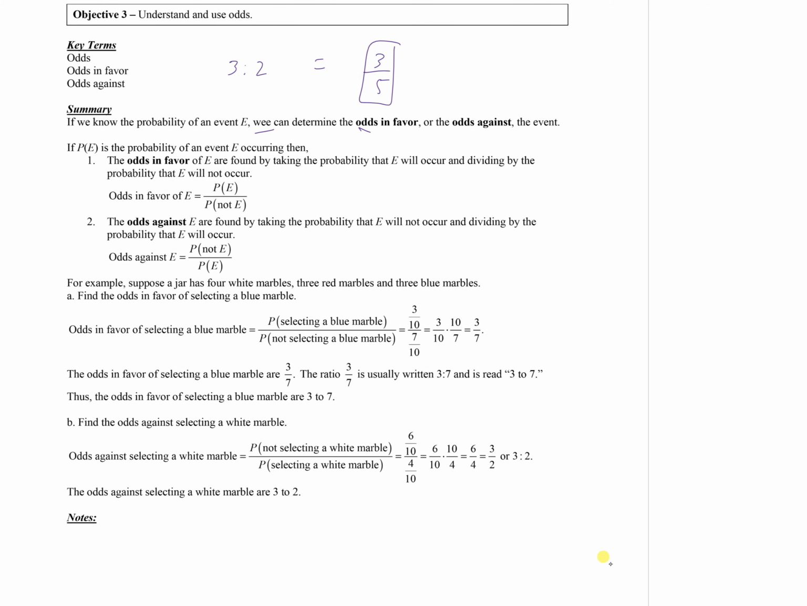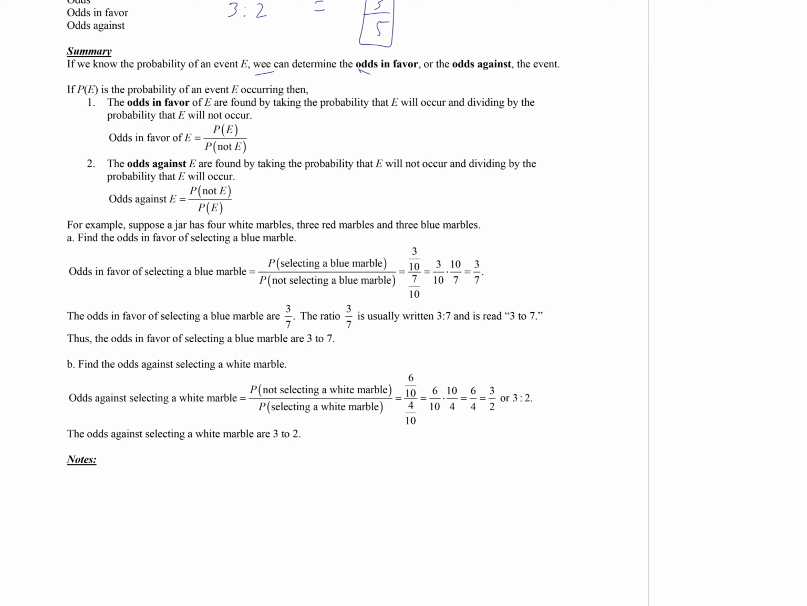So the probability of E and a probability of... Let me just get to the point. Let's do an example. You have a jar. It has 4 white marbles, 3 red marbles, 3 blue marbles. Find the odds of selecting a blue marble. Well, I have 3 blue marbles. Now, I'm not going to do probability. I'm not going to do 3 out of 10. That would be the probability. Don't do that.